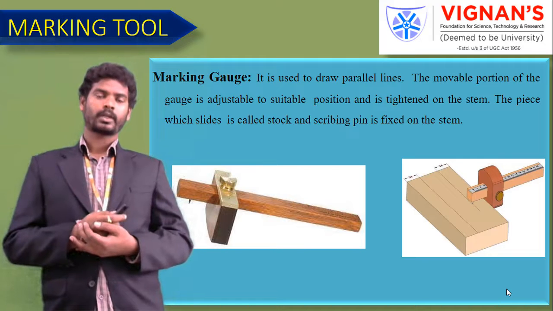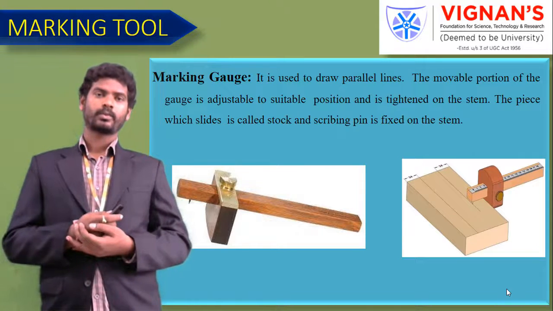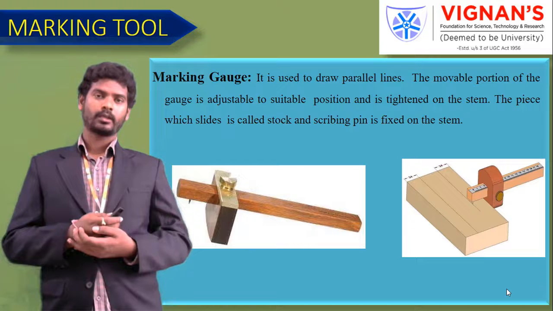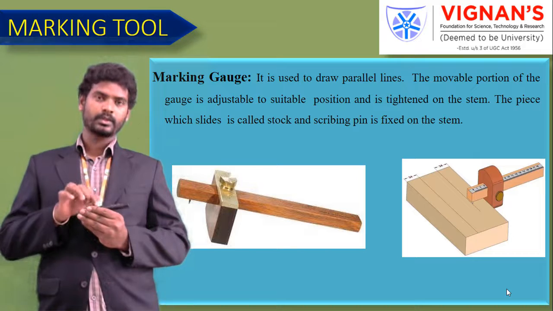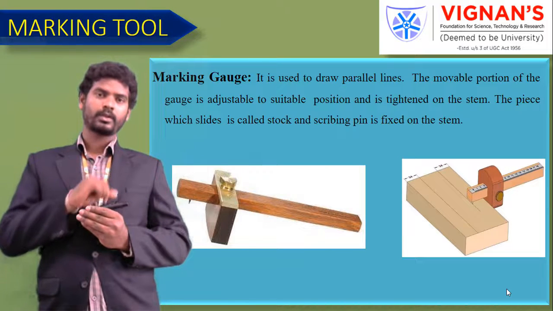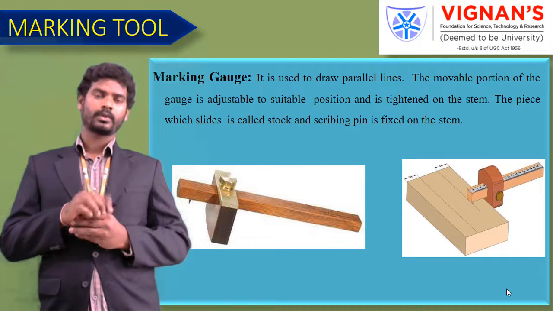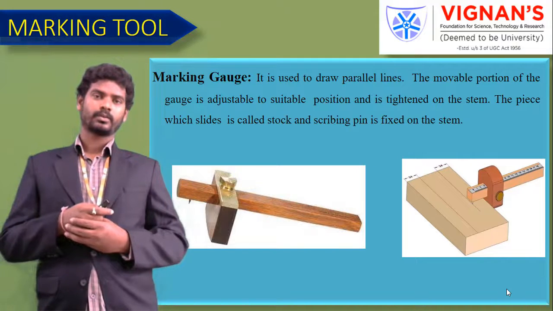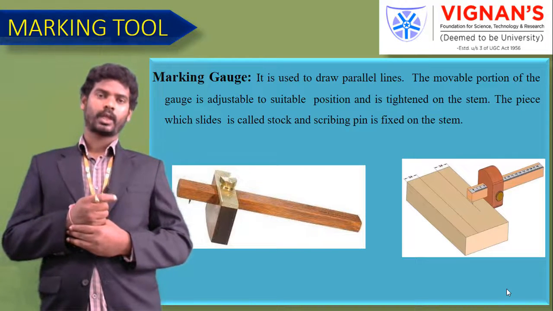Okay. Next one is the marking gauge. What is the purpose of the marking gauge? The marking gauge is used to mark lines parallel to the edge of the wooden piece. It mainly consists of a wooden stem sliding inside a wood stock. The stem carries a steel point for making lines. The stock position on the stem can be varied and fixed rigidly by tightening the thumb screw. It is mainly used for highlighting lines at edge ends.